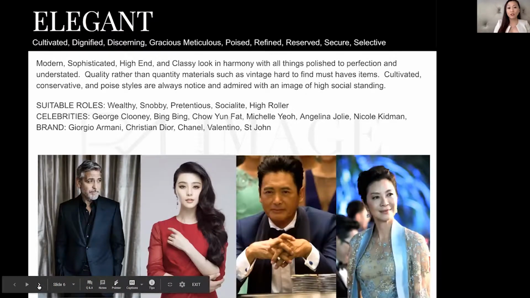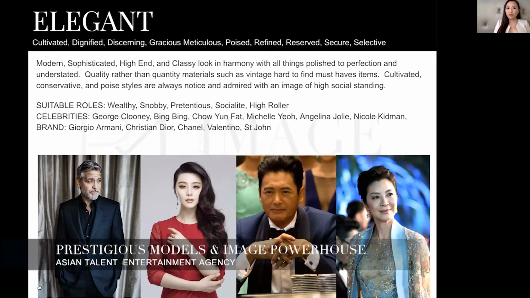Okay, next is going to be our elegant roles. Hope you guys agree with me on this one. Modern, sophisticated, high-end, and classy look in harmony with all things polished to perfection and understated. Quality rather than quantity materials, such as vintage, hard-to-find, must-have items. Their cultivated, conservative, employee styles are always noticed and admired with an image of high social standing.